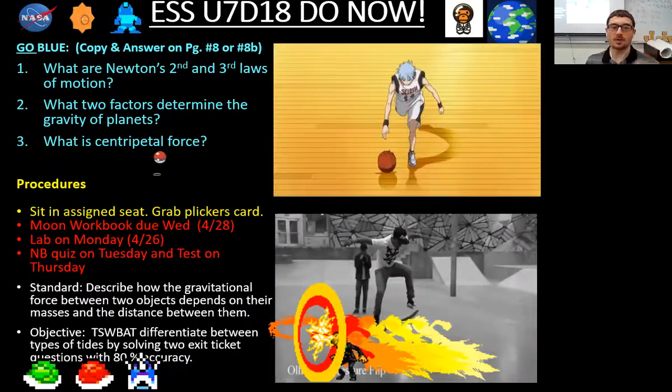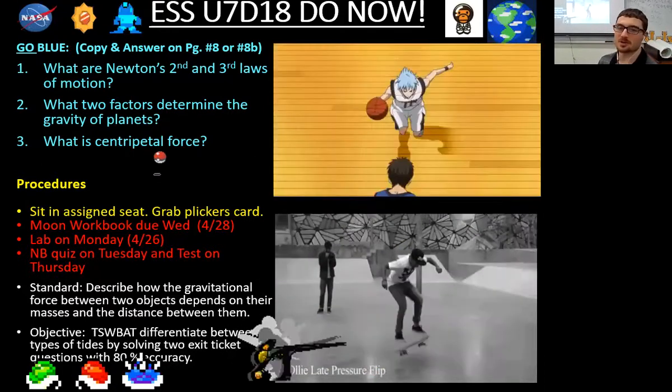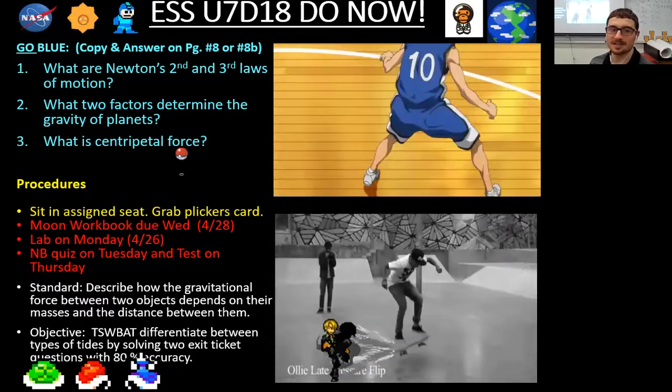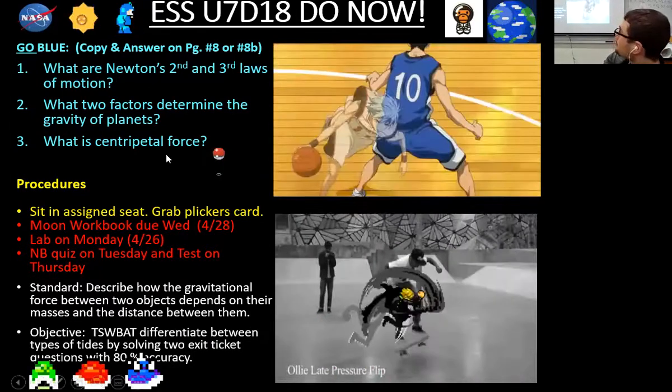We've got number 1, what are Newton's second and third laws of motion? 2, what two factors determine the gravity of planets? And 3, what is centripetal force? Let's go ahead and check those out.